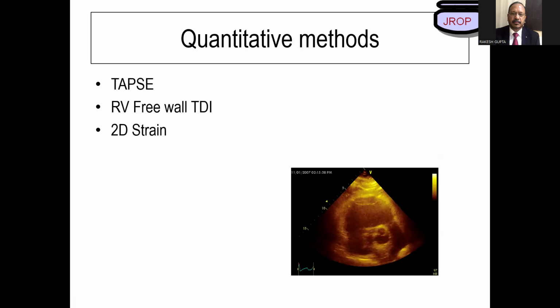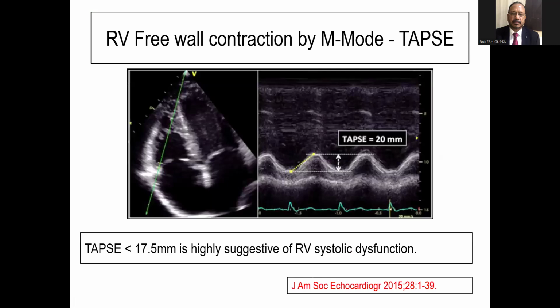Finally, we have a quantitative method to assess the RV systolic function. At your level, we look at only one thing, which is known as TAPSE. We go to a 4-chamber view and put a cut section across the tricuspid annulus, to see how much this tricuspid annulus moves during systole, which is known as tricuspid annular plane systolic excursion. Anything less than 17.5 is considered RV systolic dysfunction.